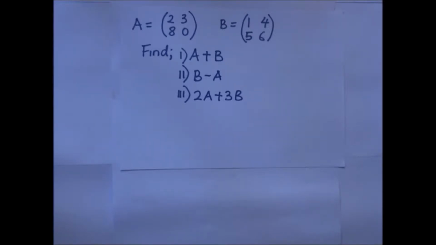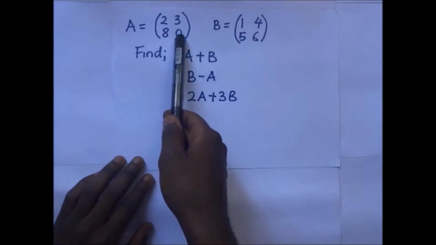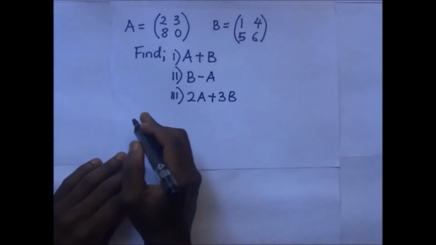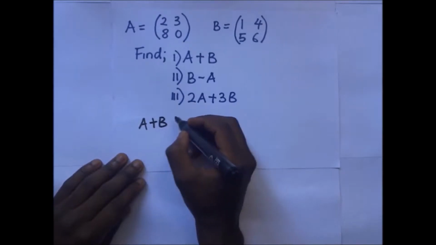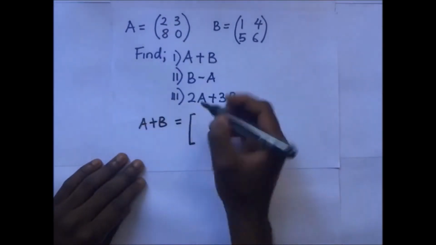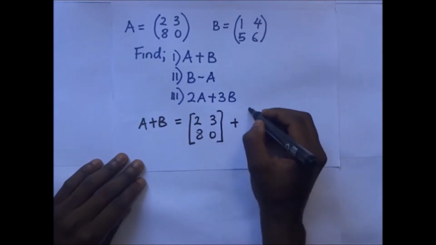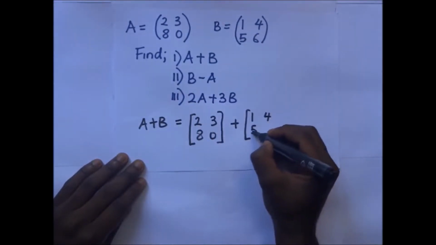When we are adding or subtracting matrices, we simply add or subtract the corresponding elements in the different matrices we are dealing with. For example, let's find A plus B. We have matrix A, which is 2, 3, 8, 0. We have matrix B, which is 1, 4, 5, 6, and we're supposed to add them. It means we are adding matrix A, which is 2, 3, 8, 0, plus matrix B, which is 1, 4, 5, 6.